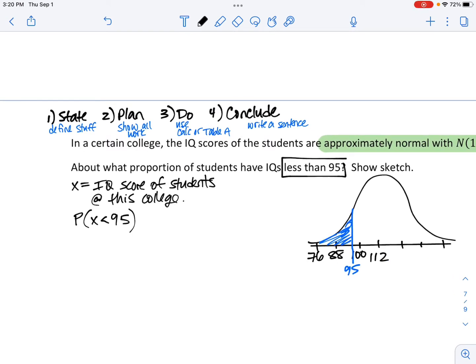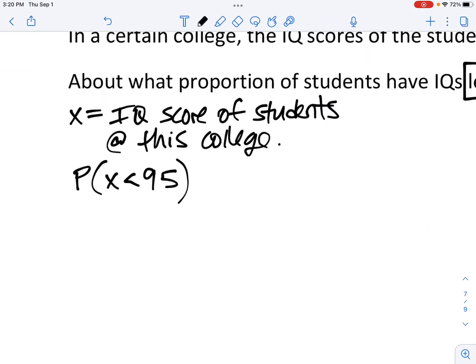Okay, so there I drew my 95. And what I have to do now is convert this to a Z-score. So probability Z less than, and notice that when I'm converting to a Z-score, my X changes to a Z. That's not a typo. But I'm doing 95 as my X value. What was the mean again? 112, and what was the standard deviation?